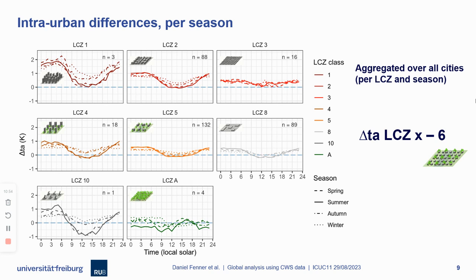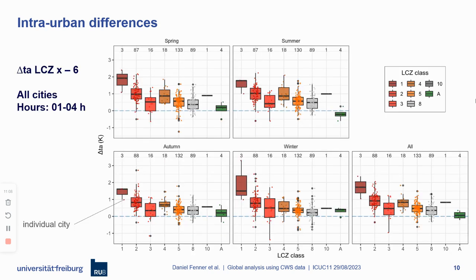And we have a strong signal for LCZ4 and 2. So 2 would be dense and 4 would be high. There's also quite a strong signal for LCZ10, but here we have to be a bit careful because you remember there was just one station in there.